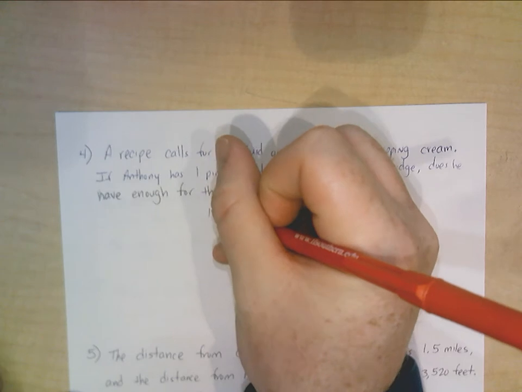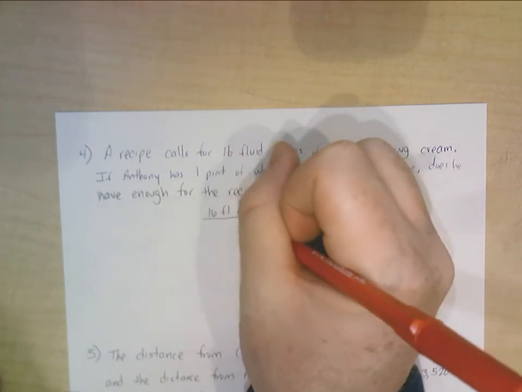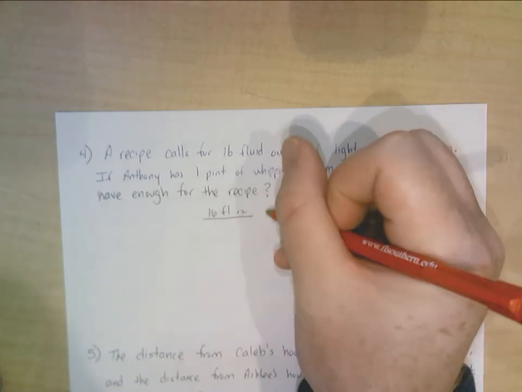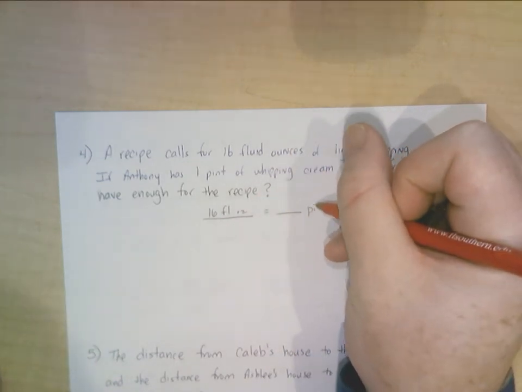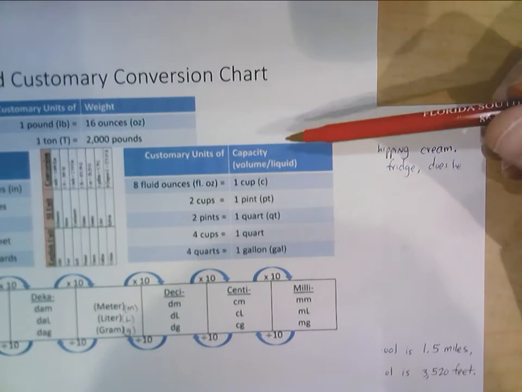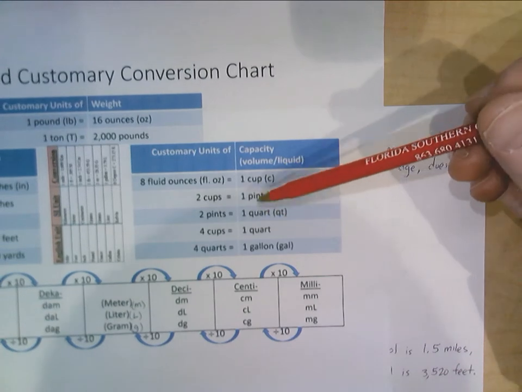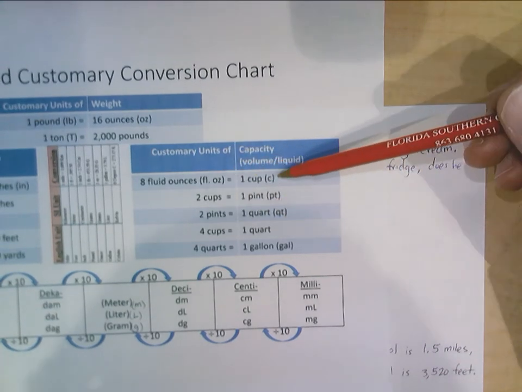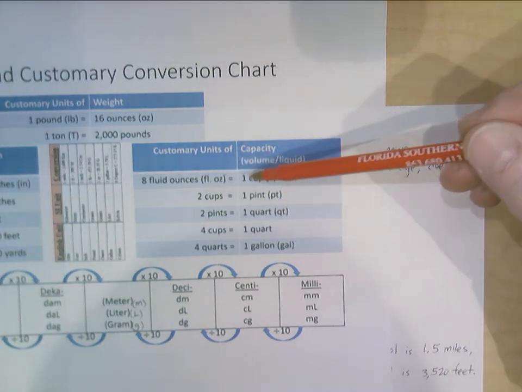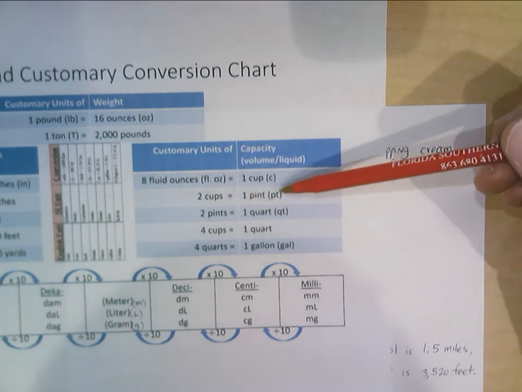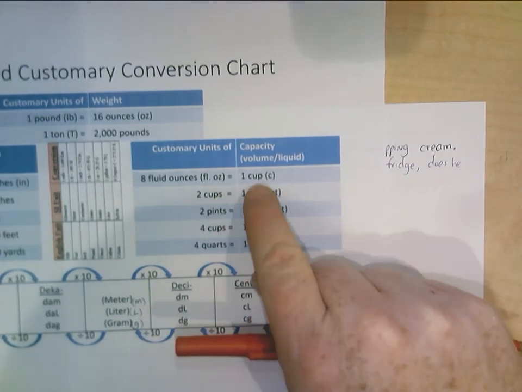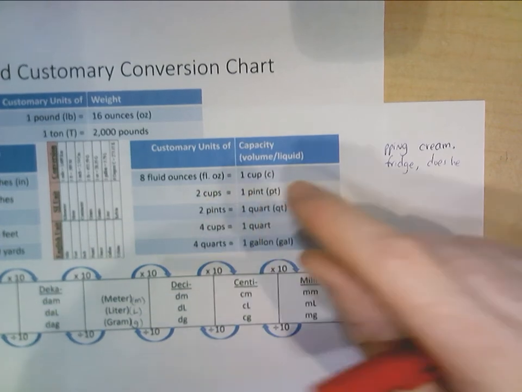So you want to convert fluid ounces, and you want to find out what it would be equal to in terms of pints. We don't know. And here's the issue: in our customary units for capacity, we have 8 fluid ounces equals 1 cup, but we don't have fluid ounces equals a pint. All we have is that 8 fluid ounces equal 1 cup, and that 2 cups equal 1 pint. So if we can find out how many cups that is, we can figure out that the number of cups is going to equal 1 pint.